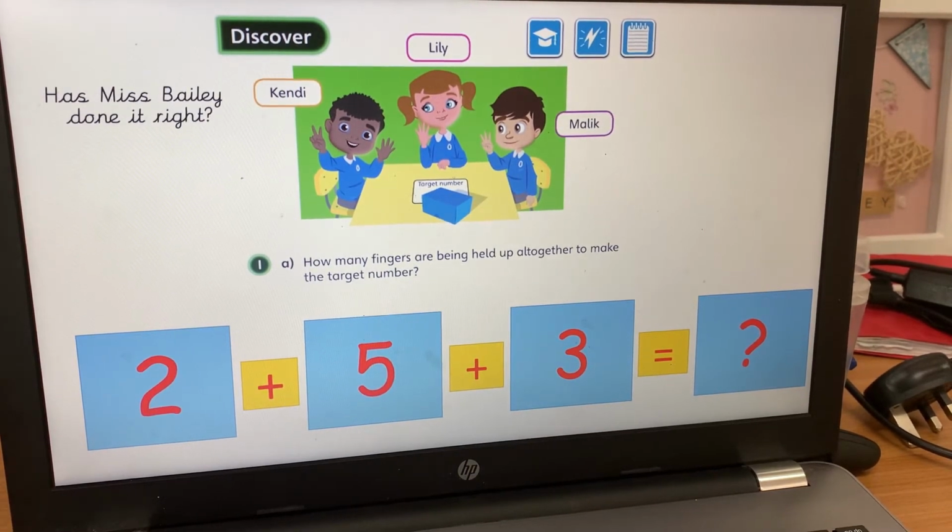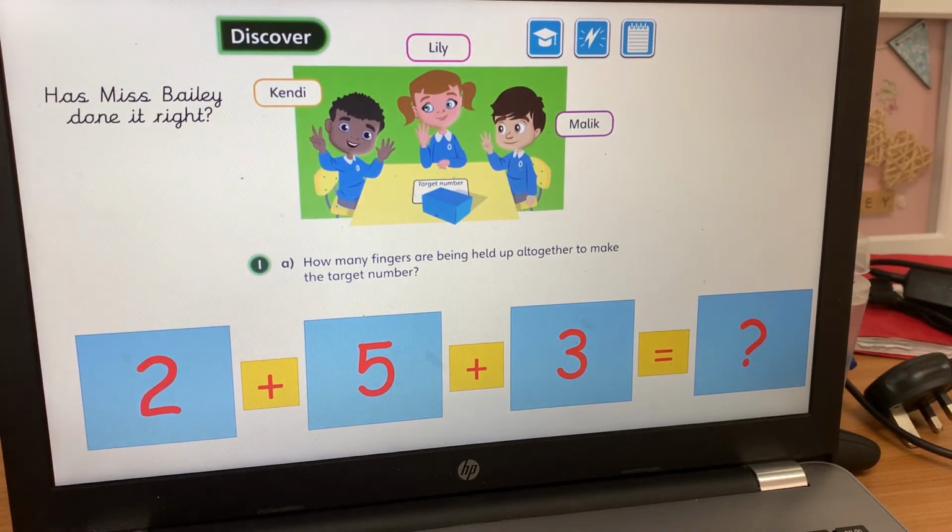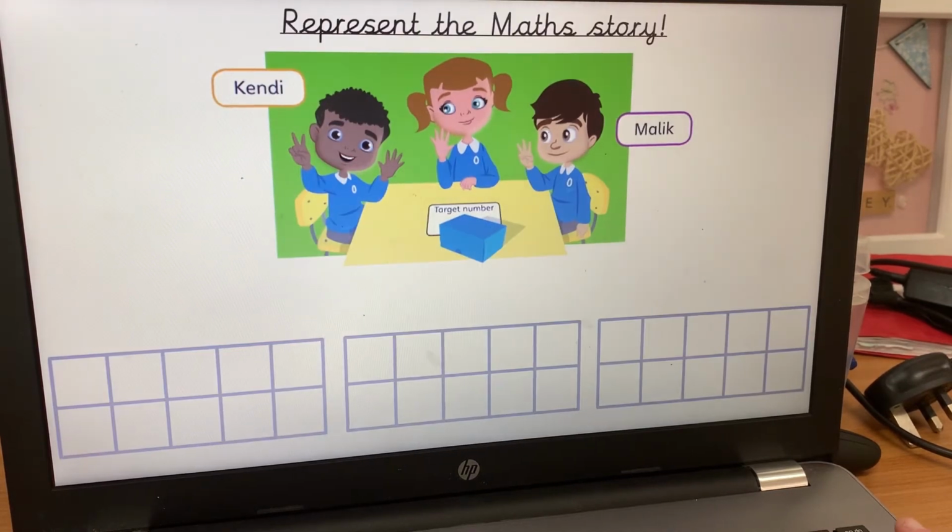Has Miss Bailey done it right? So I've said that we've got 2, add 5, add 3. So have a look. Is that correct? Hopefully you can see it's definitely not correct. So what Miss Bailey's done for her mistake is she's looked at Kendi and she said, oh, he's got 2 fingers. But actually, I've not had a look at how many fingers he's holding up on his other hand. So I've said it's 2, add 5, add 3. That's wrong. Silly Miss Bailey.